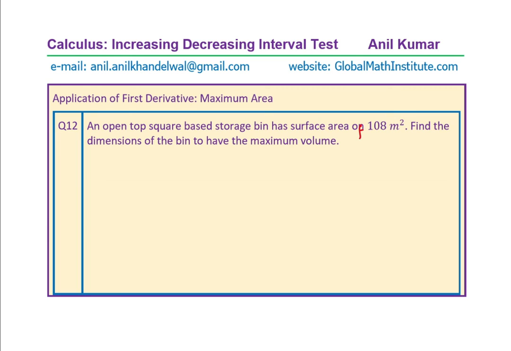Similarly, for Question number 12. We have an open top square base storage bin which has a surface area of 108 meters squared. Find the dimensions of the bin to have the maximum volume. So make a sketch and then do it.